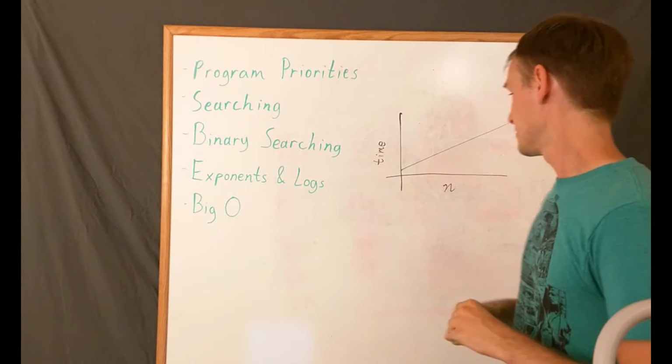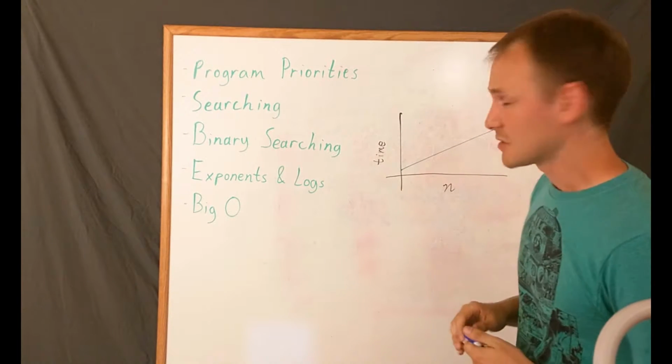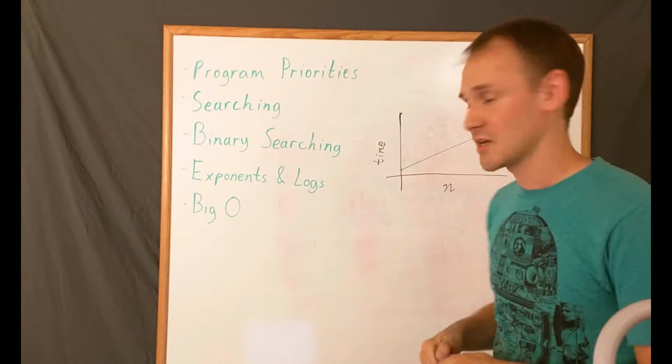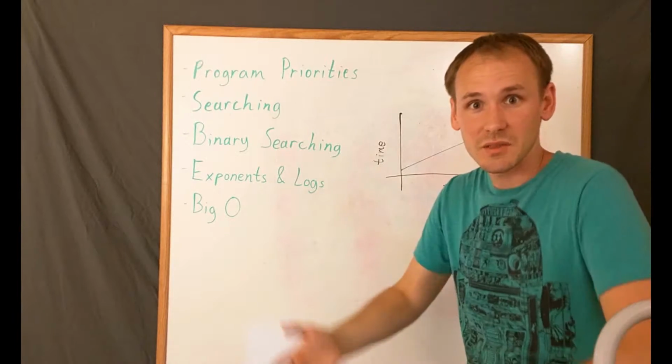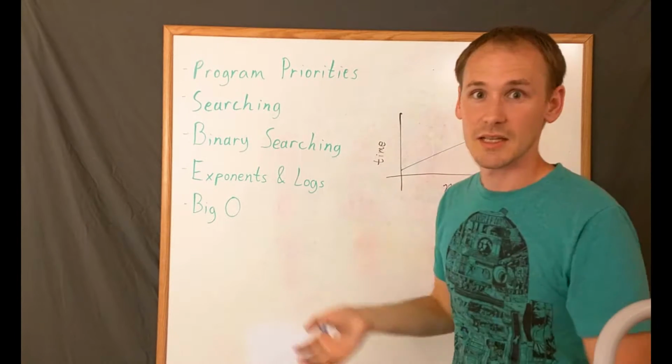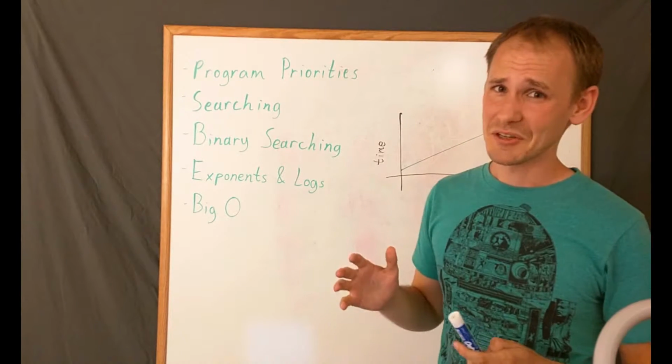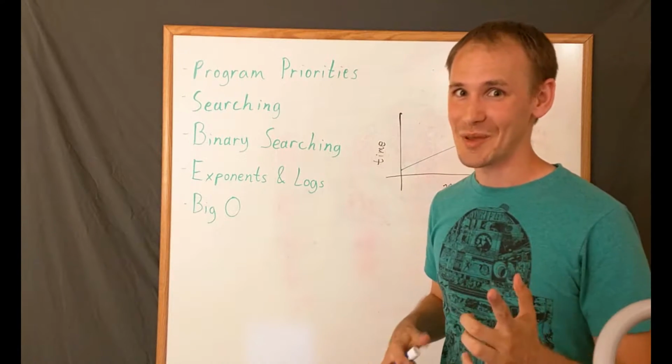And so if I have n documents and I double n, then I'm also going to roughly double the amount of time. If I have 10 times as many documents, now it's going to take about 10 times as much time. So, not very good. But we can do better.